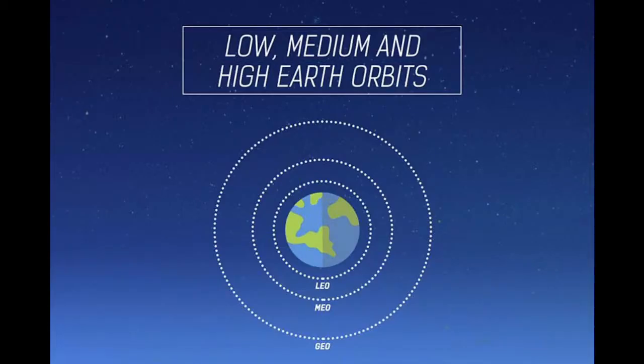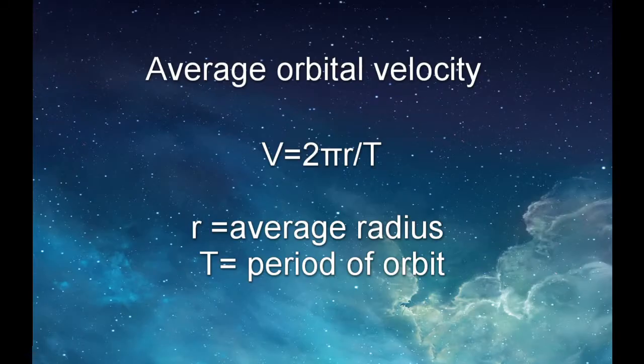Now that we've learned all this information, let's apply it. First, with orbits around the Earth. There are 3 types of orbits around the Earth: low Earth orbits, medium Earth orbits, and high Earth orbits. The ISS orbits in a low Earth orbit. Anyway, let's discover the velocity required for each orbit and how to theoretically change orbits. Average orbital velocity can be calculated using the formula v equals 2 pi r over T, in which r represents the average radius and T represents the period of the orbit.